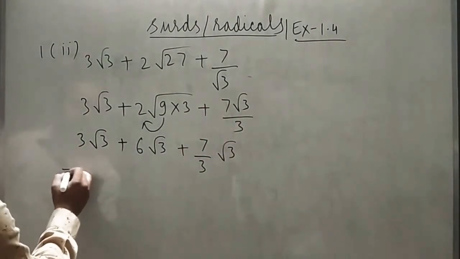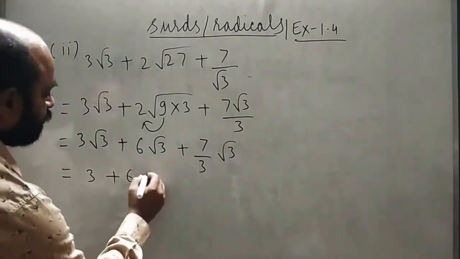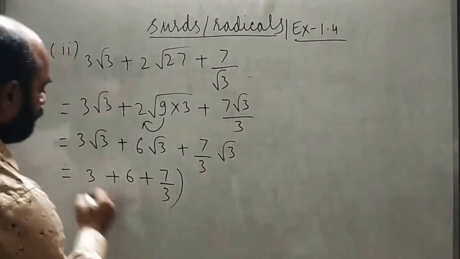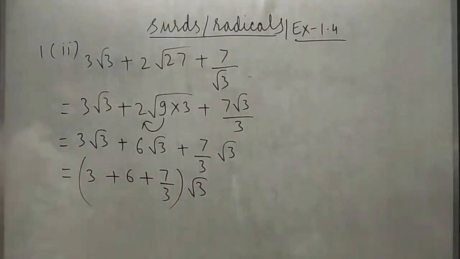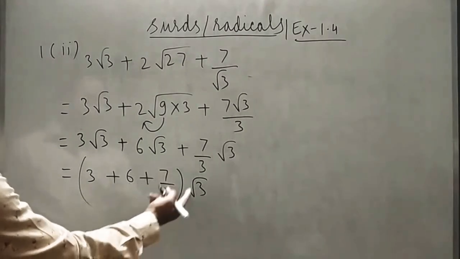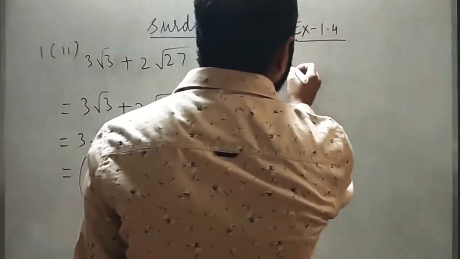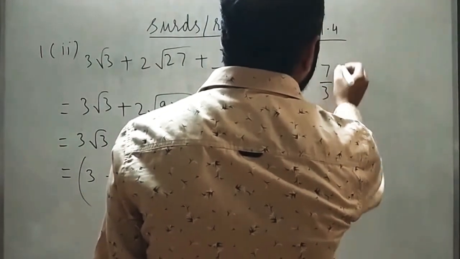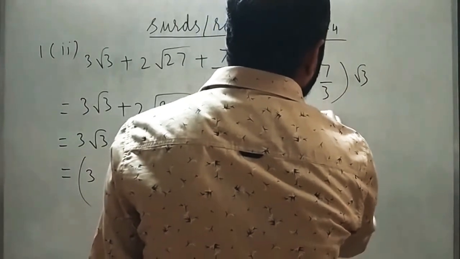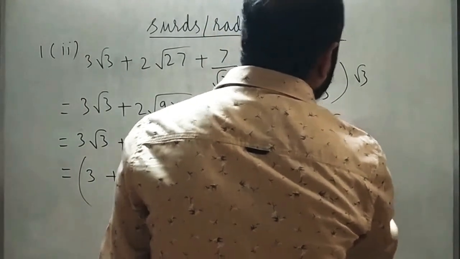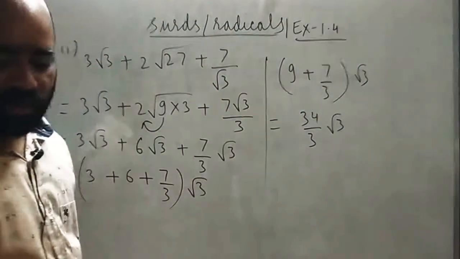So we can write like this: 3 plus 6 plus 7 by 3, and root 3 is outside. Clear? 3 plus 6 plus 7 by 3 root 3. So this will become 9 plus 7 by 3. So 9 plus 7 by 3 square root 3. So finally 34 by 3 is square root 3. Only we have to simplify. So this is the final answer.